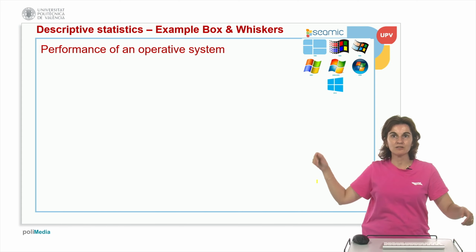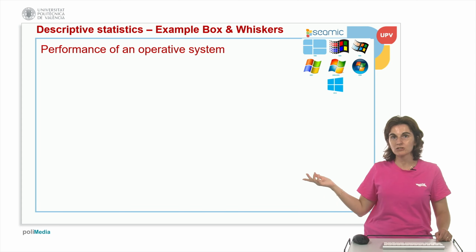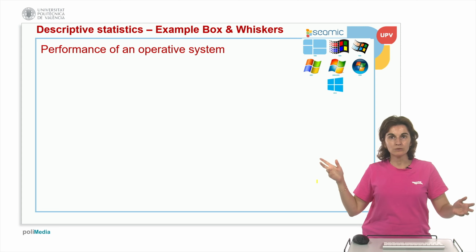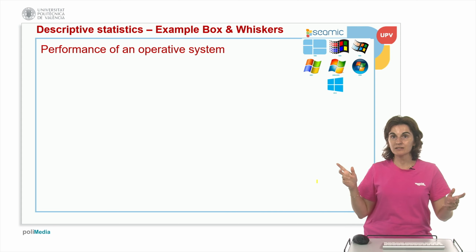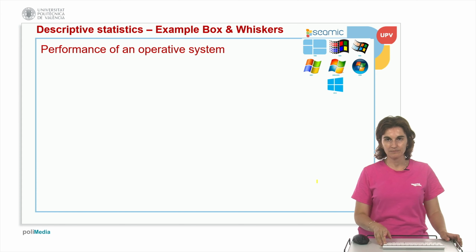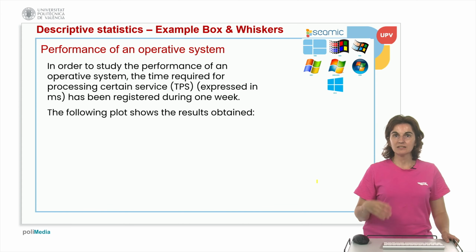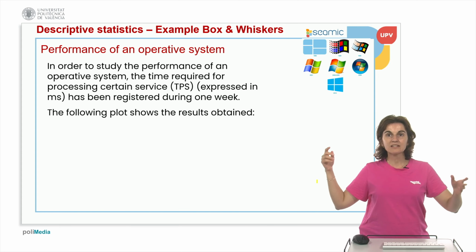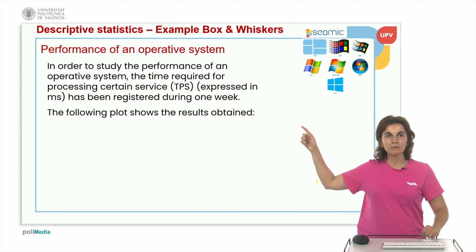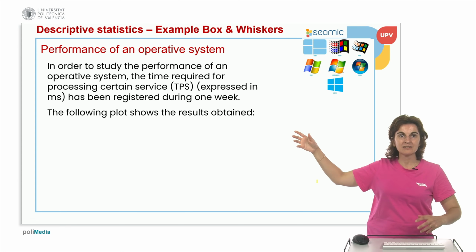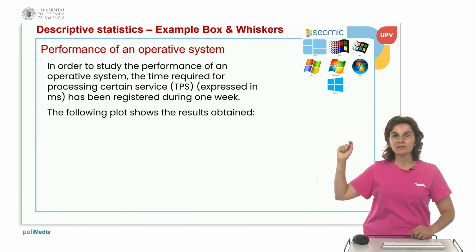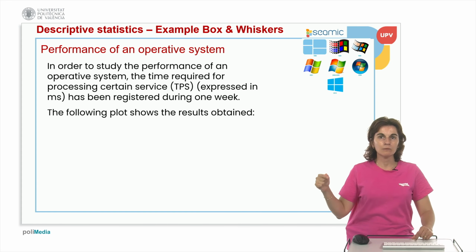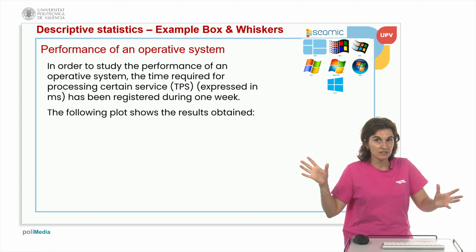Here we can see different logos of previous versions. Some of them are very old. And also Linux or even the Mac has its own operative system. In this example, we will study the performance of an operative system, and this idea will be represented as the time required for processing a certain service, and we will call this variable TPS. TPS means time for processing some specific service.